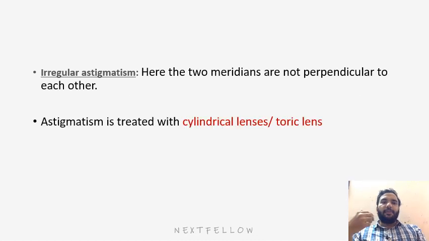In irregular astigmatism, the two meridians are not perpendicular to each other. Astigmatism is treated with cylindrical lenses or toric lenses.